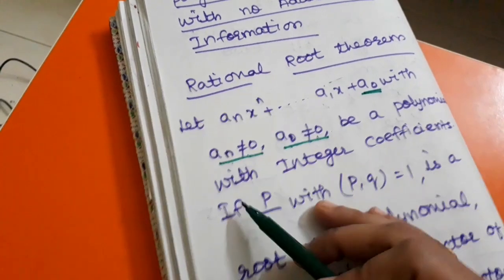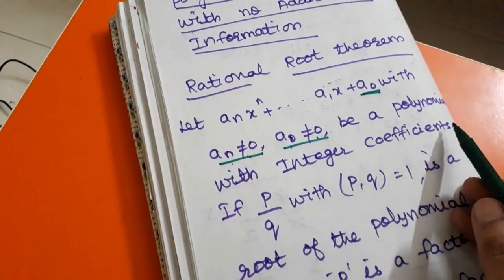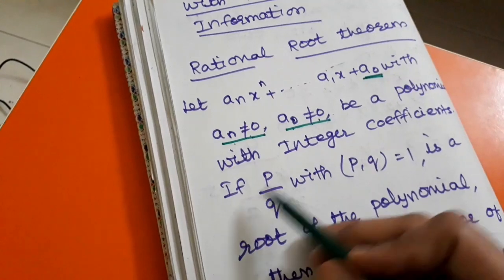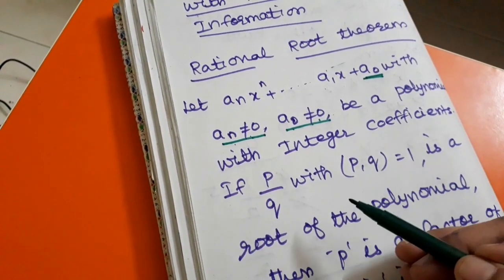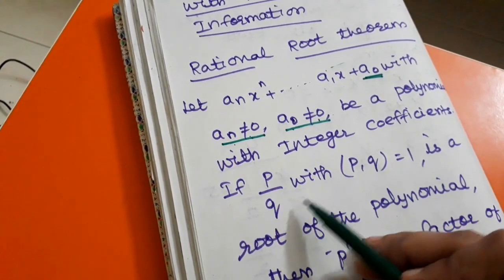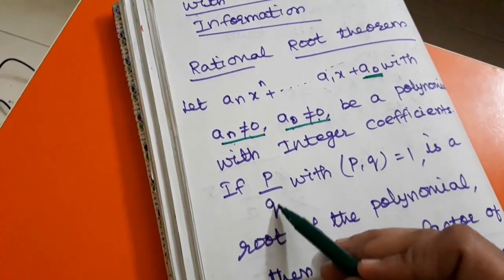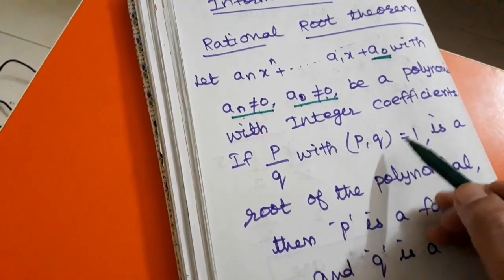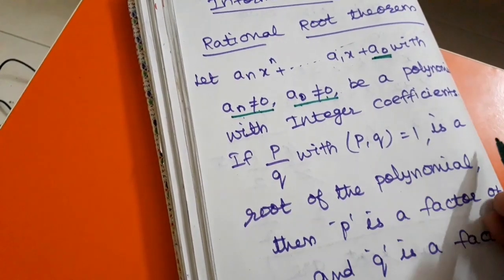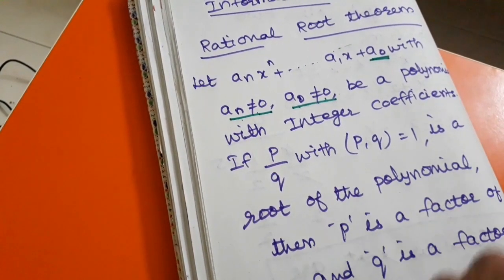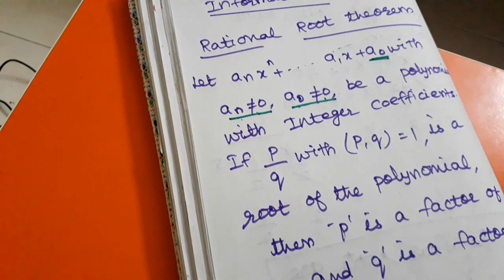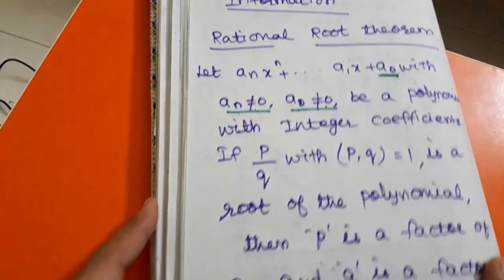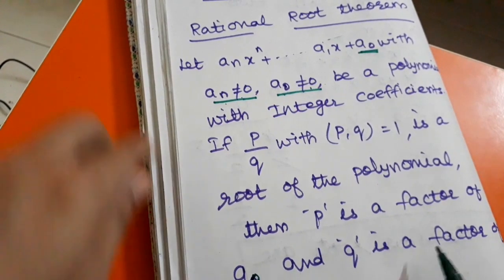Be a polynomial with integer coefficients. If p by q, with gcd of p and q equal to 1, where p by q is a rational number, is a root of the polynomial, then p is a factor of a0 and q is a factor of a(n).